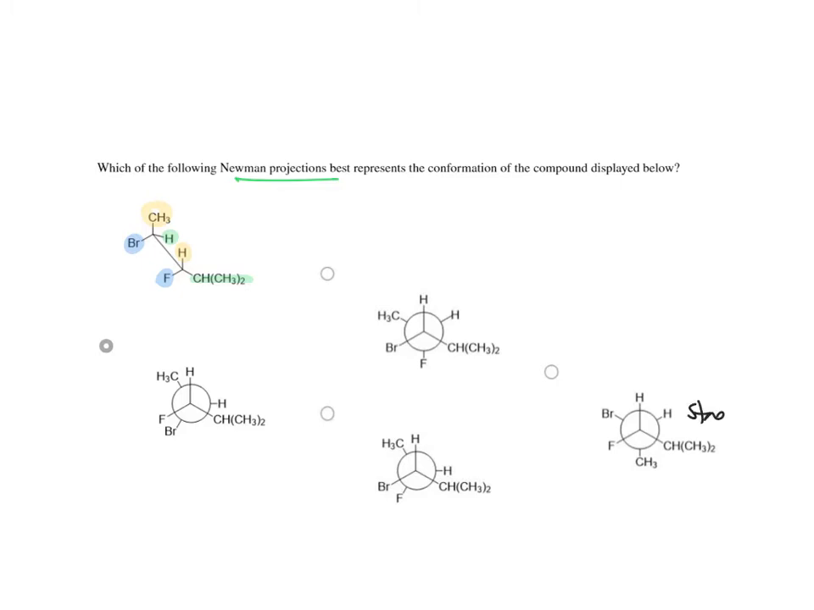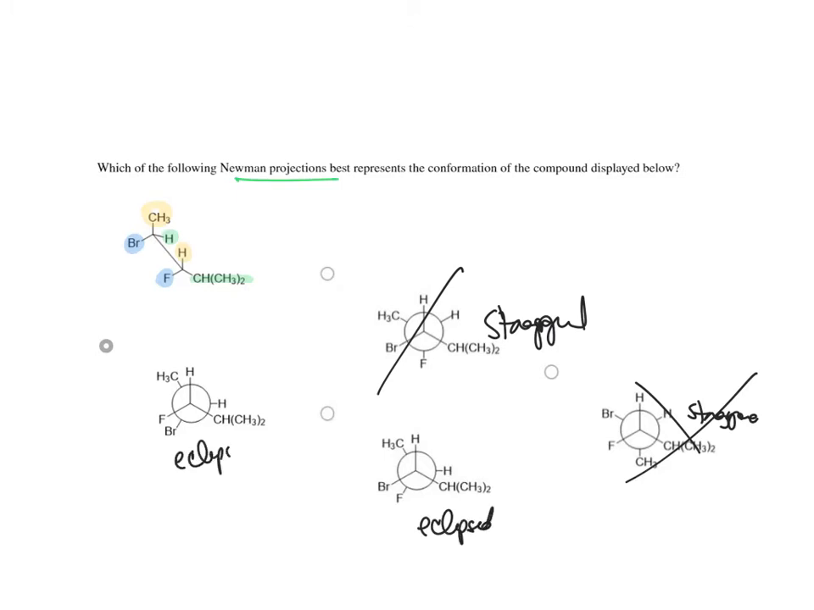This is staggered. This is staggered. Okay, so this is eclipsed, and this is eclipsed. So I'm going to pick between these two. I see I have a methyl. So we have the methyl and the hydrogen.